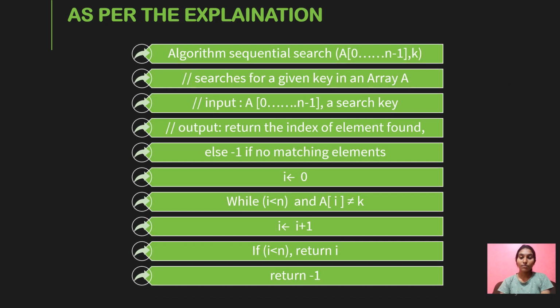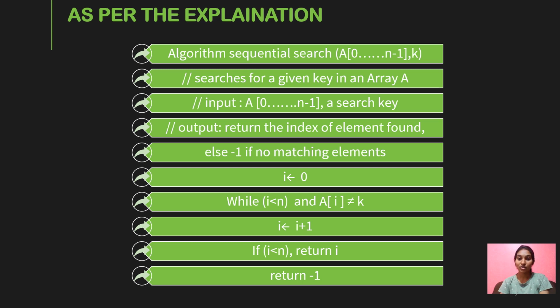This is the algorithm for sequential search as per the steps that we have discussed now. Algorithm SequentialSearch, with A, an array of 0 to n minus 1 elements, and K. K is a search key, and it searches for the given key in the array A. Input: an array of 0 to n minus 1 elements and one search key. Output: returns the index value of the element found, or else it returns -1 if there is no matching element.